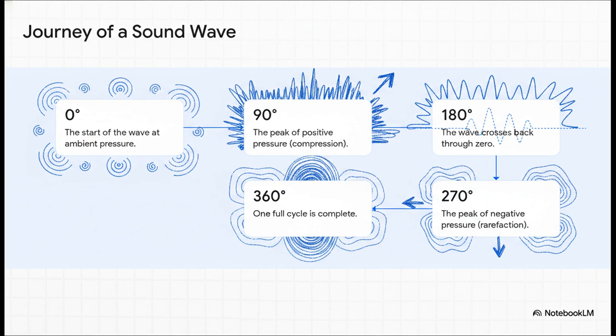It kicks off at 0 degrees. That's just normal ambient air pressure. At 90 degrees, boom, it hits its peak positive pressure. Think of this as the air molecules getting squished together or compressed. Then it swings back through 0 at 180 degrees, and at 270, it hits peak negative pressure, where the air molecules are all spread apart. And by 360 degrees, it's right back where it started, all ready to do the whole dance over again.